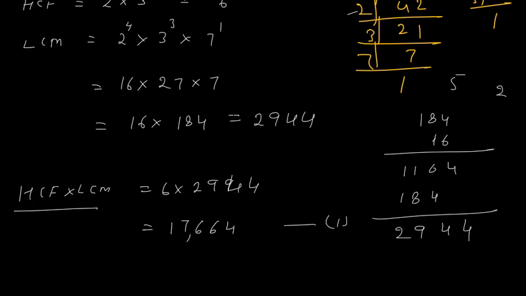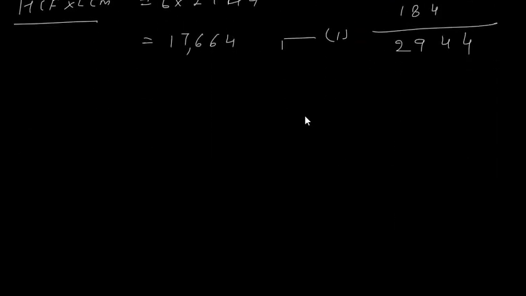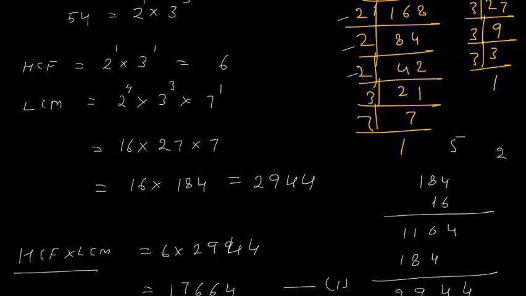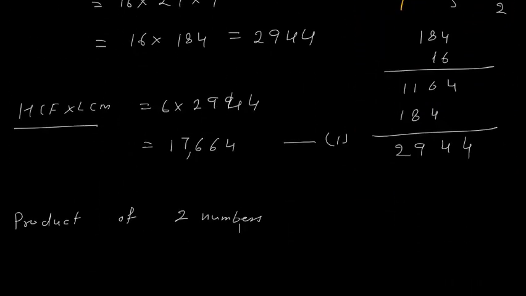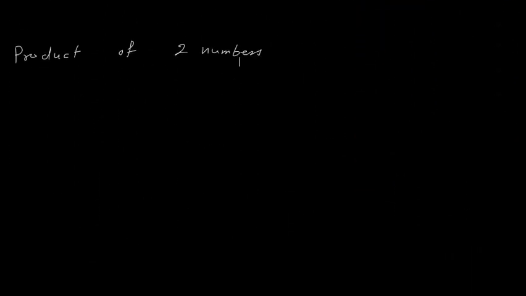HCF into LCM is 17,664. This I will take as equation 1, and then the product of two numbers. Now for the product of two numbers, what are the two numbers we have? 336 and 54. 336 into 54. So let us multiply here.